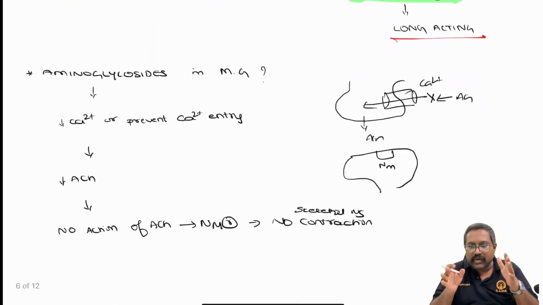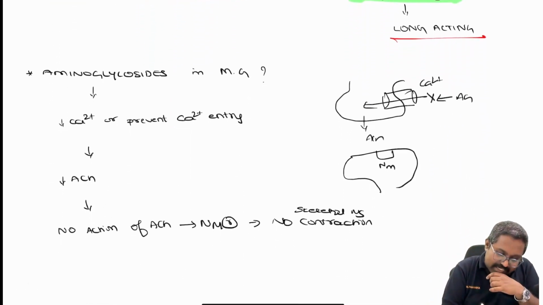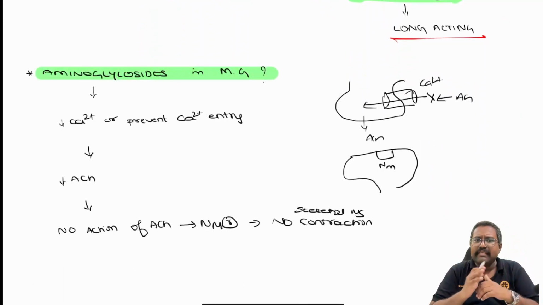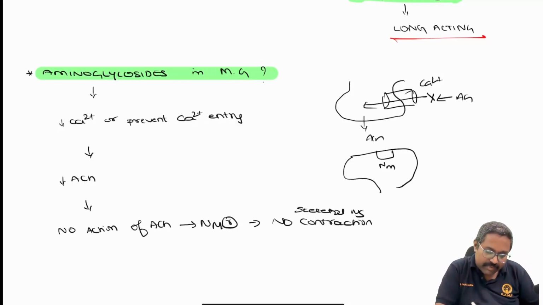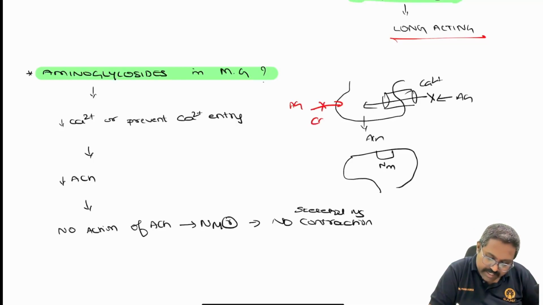So can we give aminoglycosides in a patient with myasthenia gravis? The question is, can we give aminoglycosides in a myasthenia gravis patient? So what happens if you give aminoglycosides? Aminoglycosides are going to prevent the entry of calcium. So here you can see the aminoglycosides will prevent the entry of calcium.